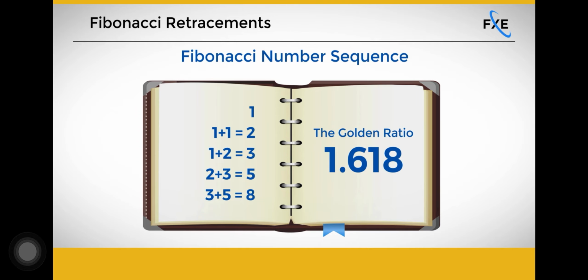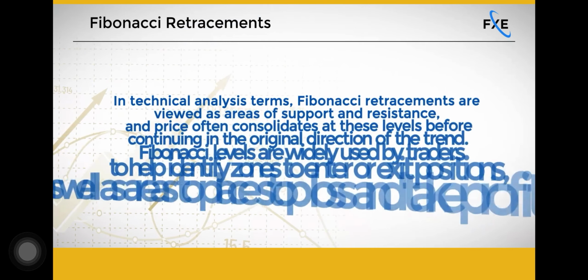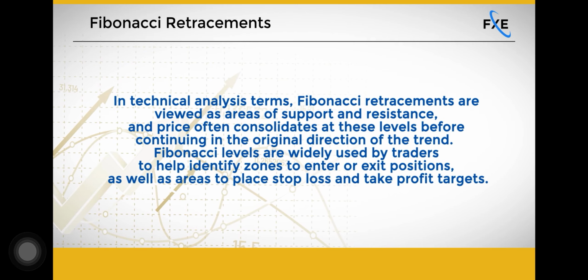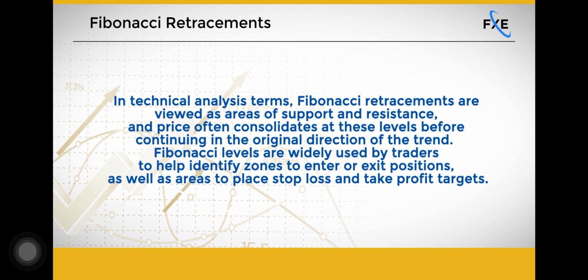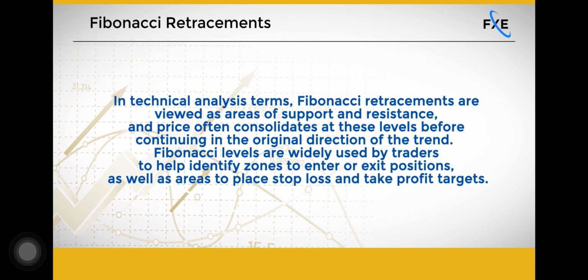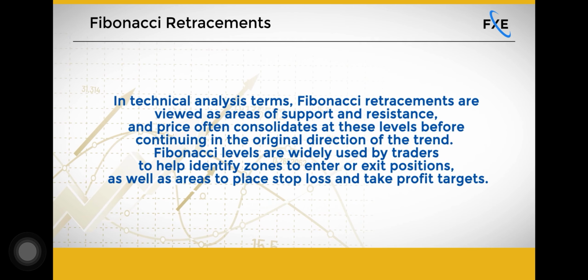So let's first look at Fibonacci retracements in an uptrend. In technical analysis terms, Fibonacci retracements are viewed as areas of support and resistance, and price often consolidates at these levels before continuing in the original direction of the trend. Fibonacci levels are widely used by traders to help identify zones to enter or exit positions, as well as areas to place stop loss and take profit targets.